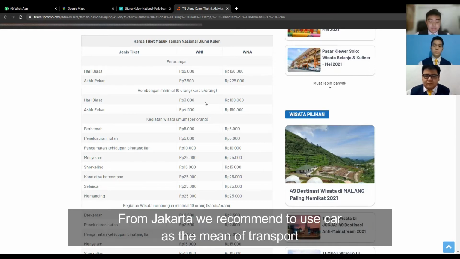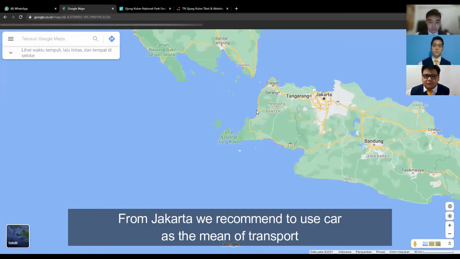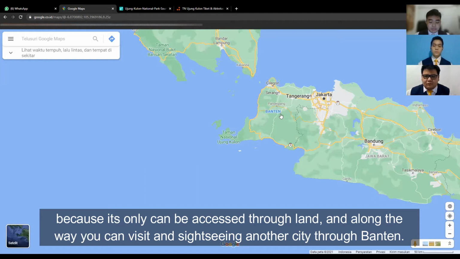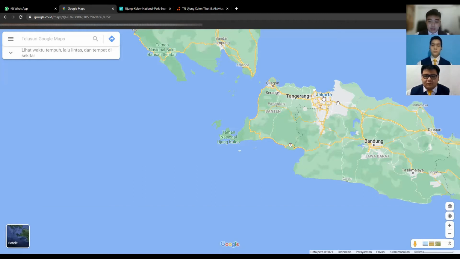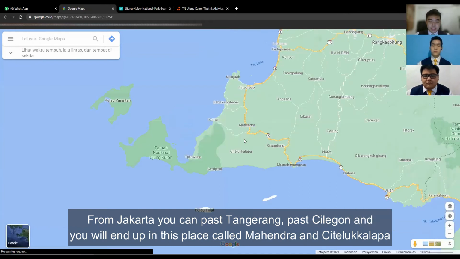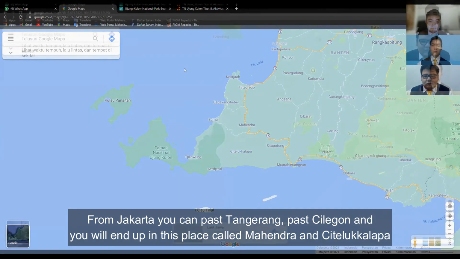From Jakarta, we recommend using a car as the means of transport because it can only be accessed through land. And along the way, you can visit and go sightseeing through Banten. From Jakarta, you can pass Tangerang, pass Cilegon, and you end up in this place called Mahendra and Citulapak.